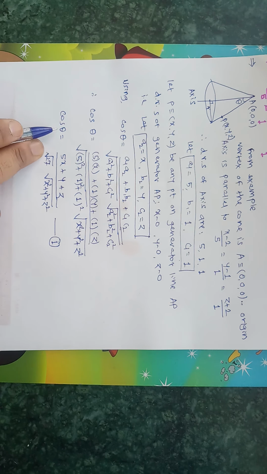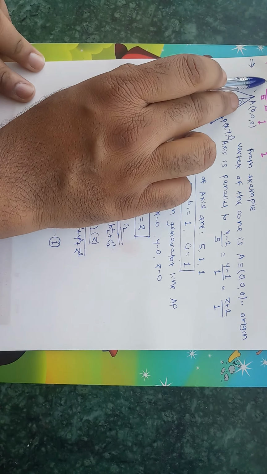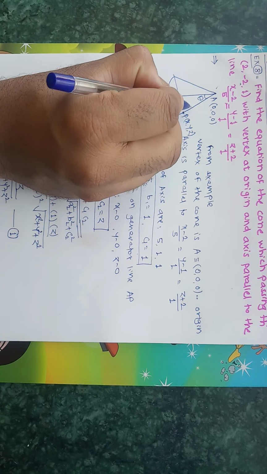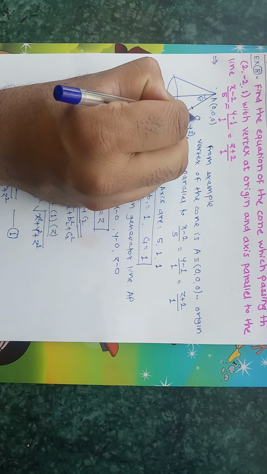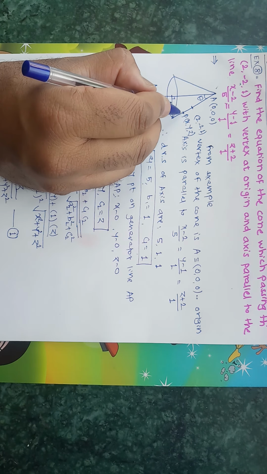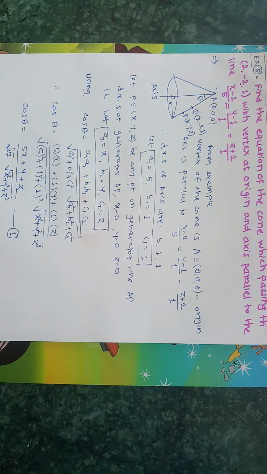As the semi-vertical angle theta is not given here, there is one more condition in the problem. The cone is passing through which point? (2, -2, 1). So this will be a point on the cone. Suppose this is the point (2, -2, 1), and other than A and P, I will take this point as Q.